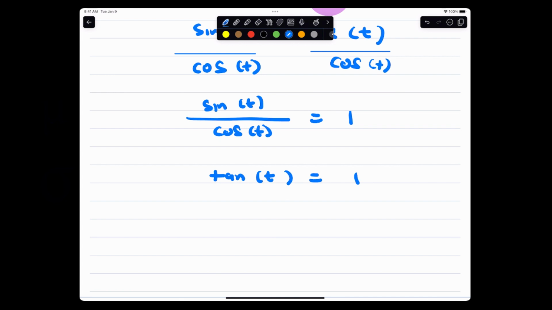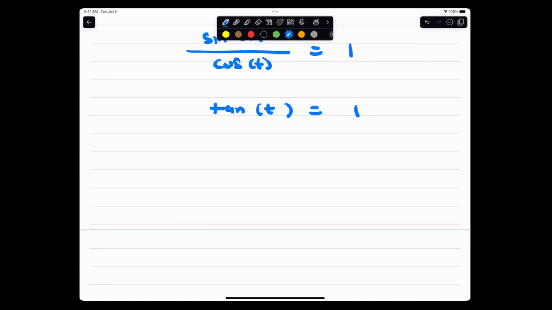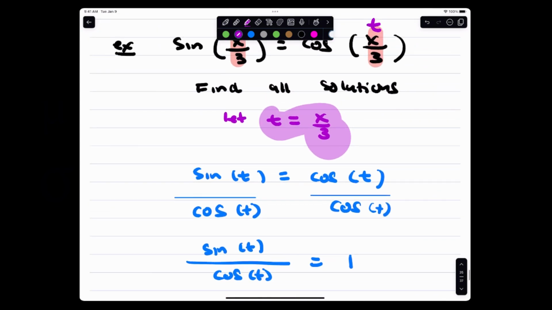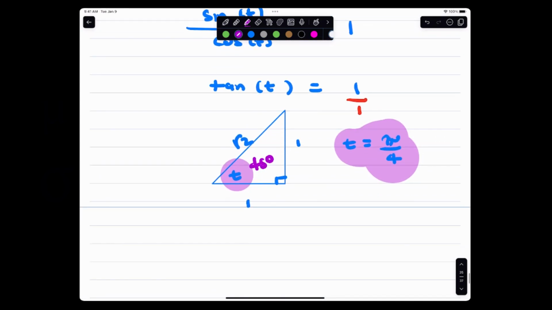So this is what you guys have already seen. Tangent is 1, and it's positive already, so you don't need a reference angle. Opposite over adjacent is 1. What's your special triangle? Isn't that the 45, 45, 90? What's your angle T? Pi over 4, 45 degrees. Okay, you guys okay with that?